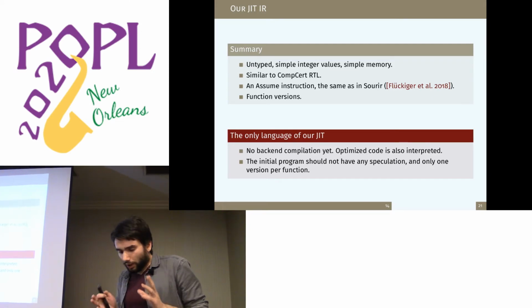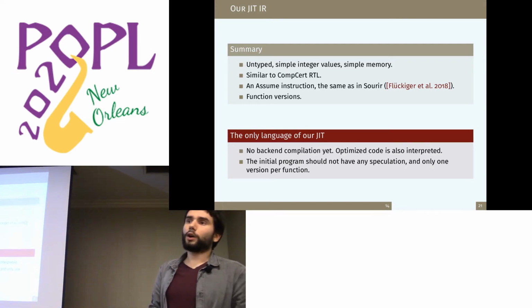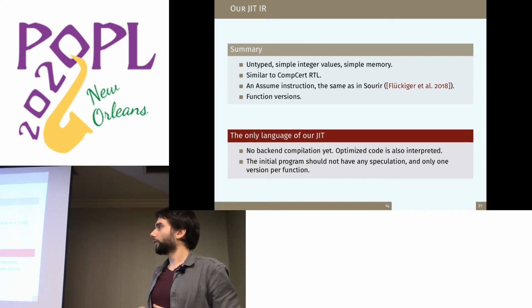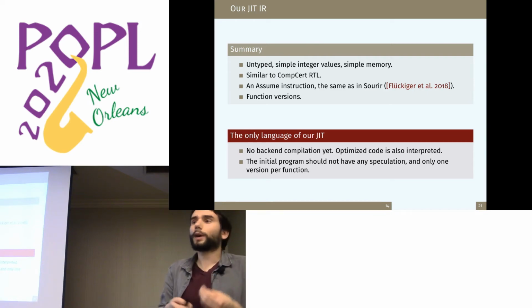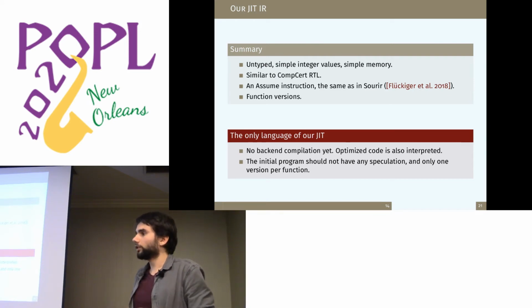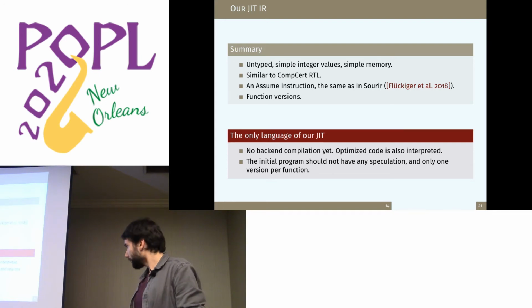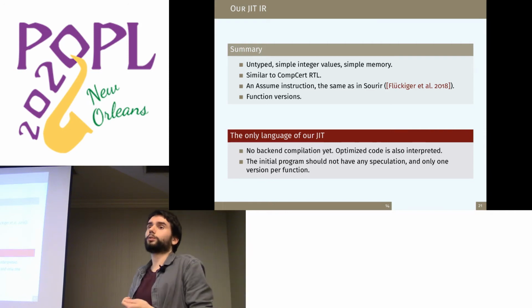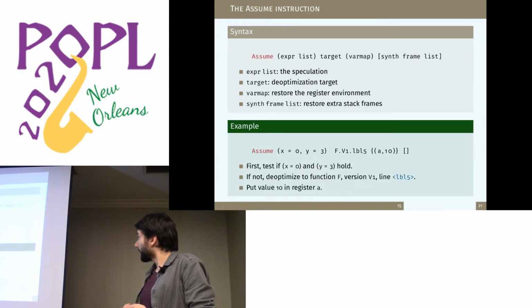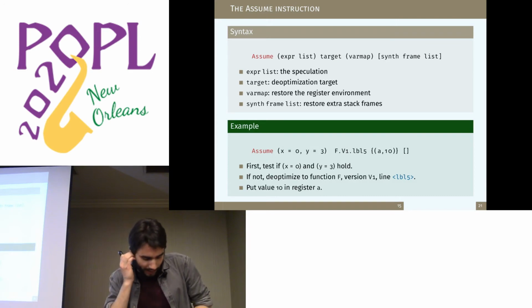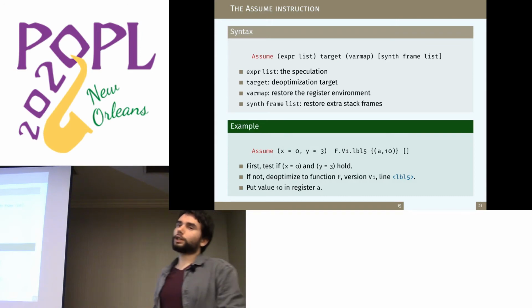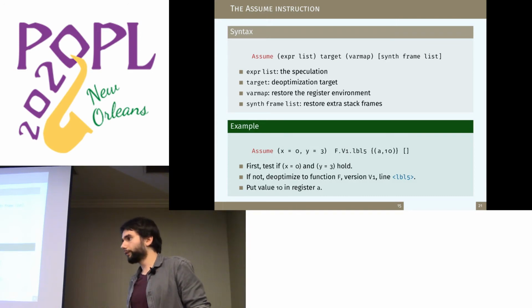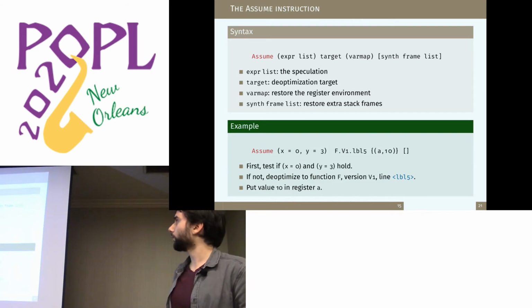Because we are only interested in the middle end of a JIT right now, this is the only language of our JIT, which means that our dynamic compilation is actually dynamic optimization, and our optimized functions are also getting interpreted right now. And of course, the original program does not have any speculation. You insert them during your middle end. Now, this assume instruction that we are inserting was shown in Sourire to be both precise and concise enough to handle speculation and the optimization.